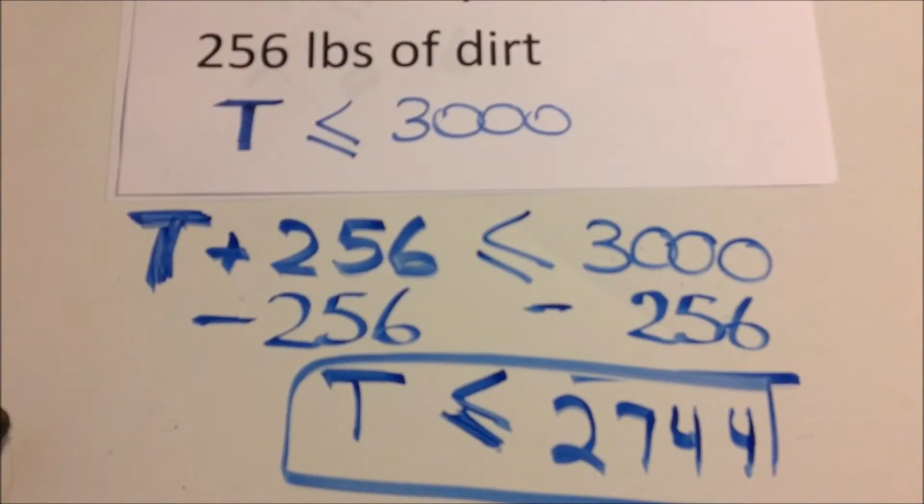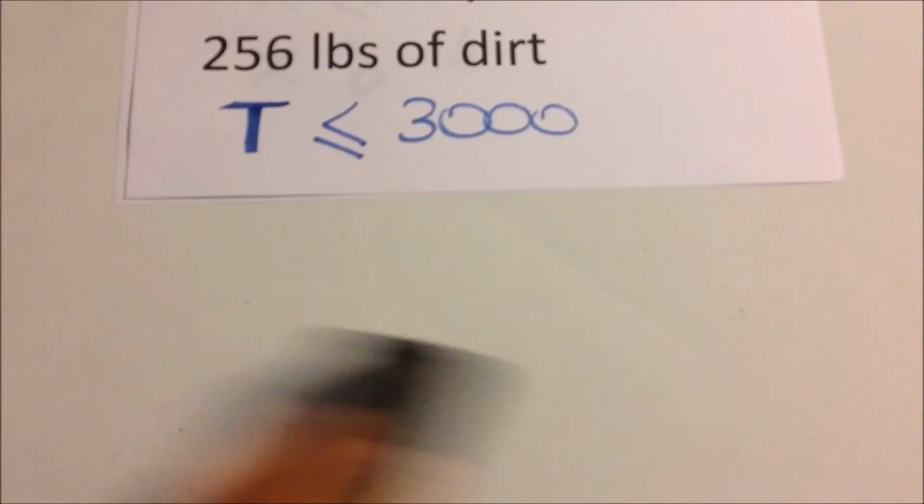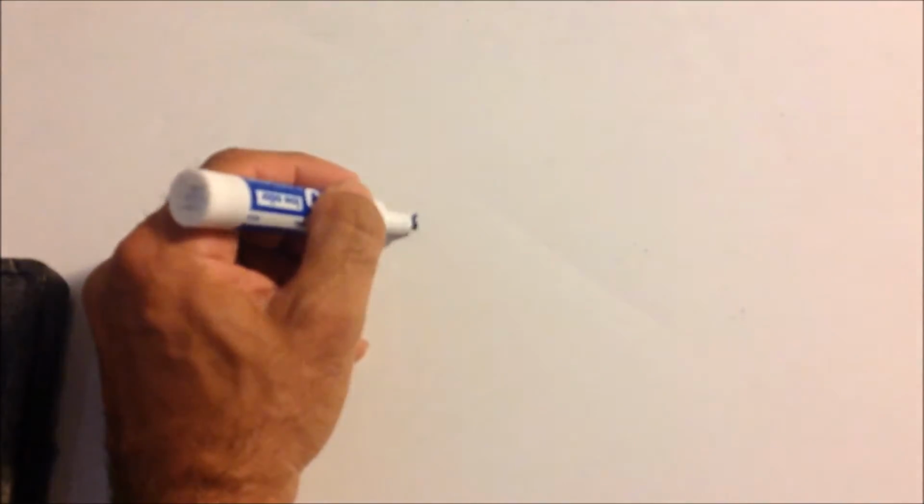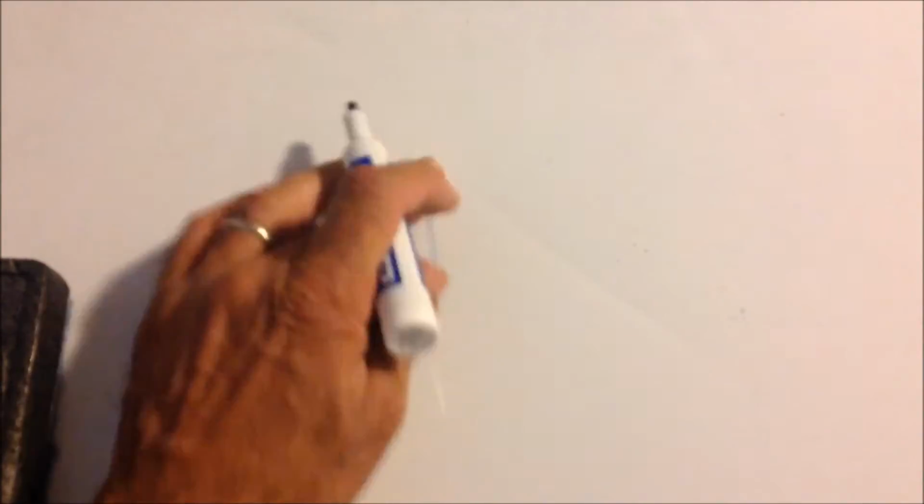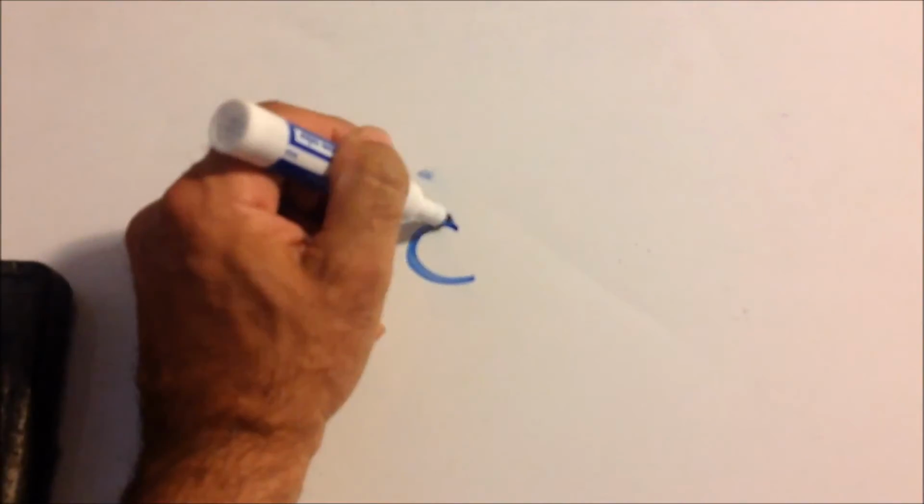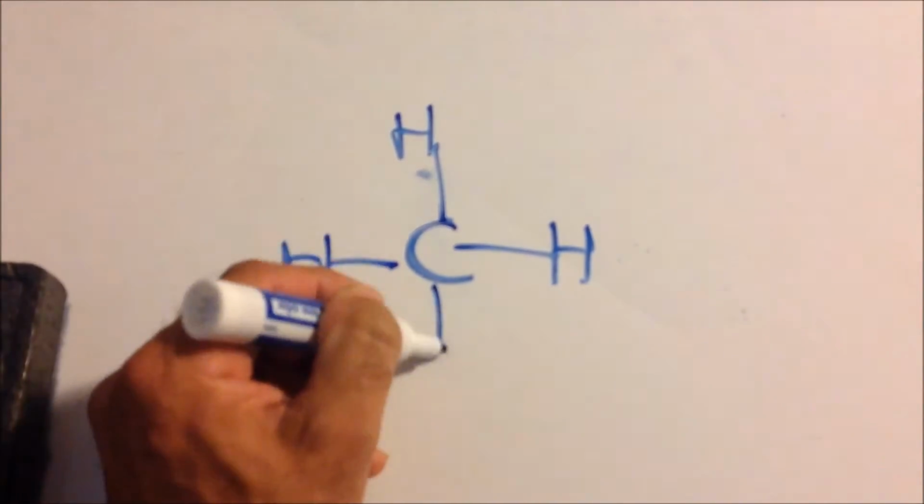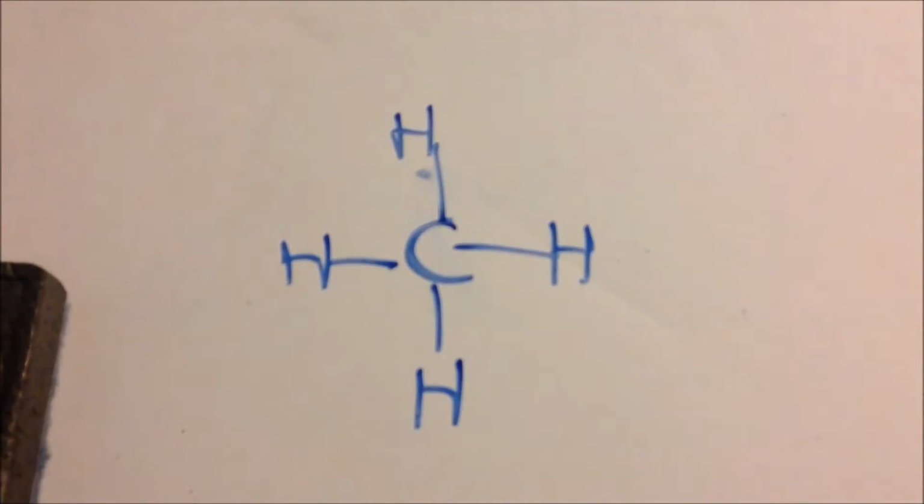Okay, let's look at another thing. Let's talk about methane for a minute, bringing science into math. So methane is a gas, and for extra credit, it has a carbon followed by 4 hydrogen atoms, and that's what it looks like in science. So that's methane, and methane is a gas.